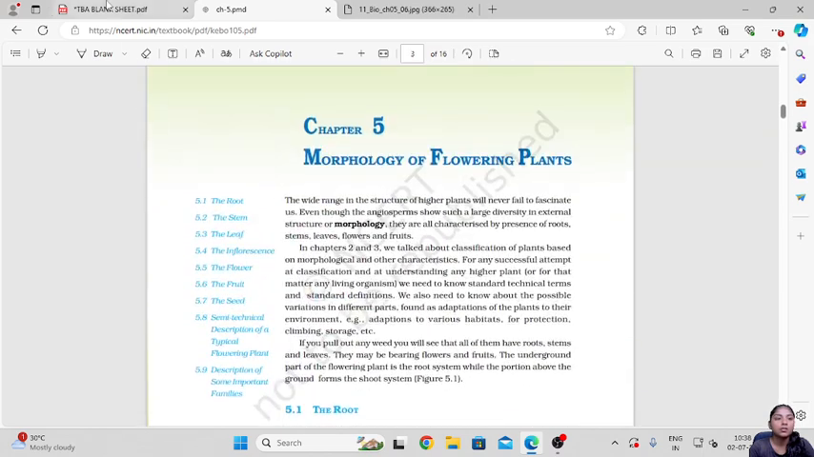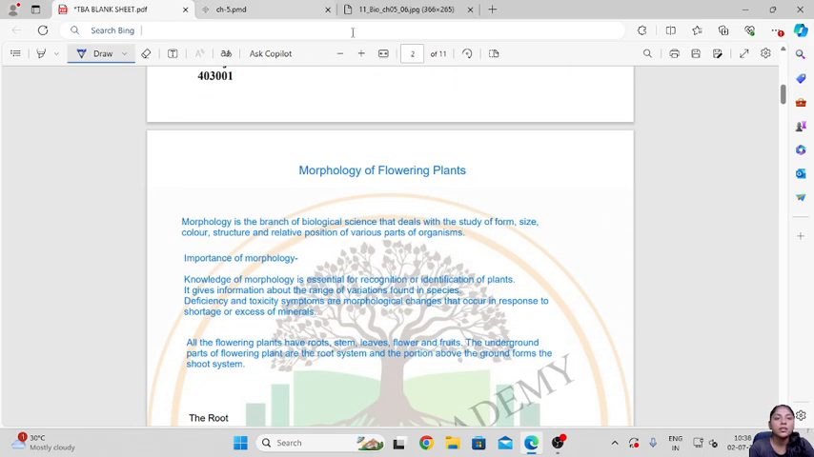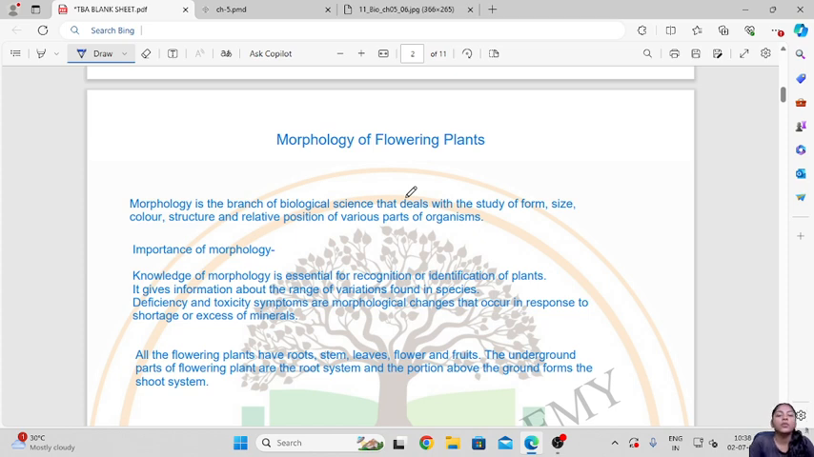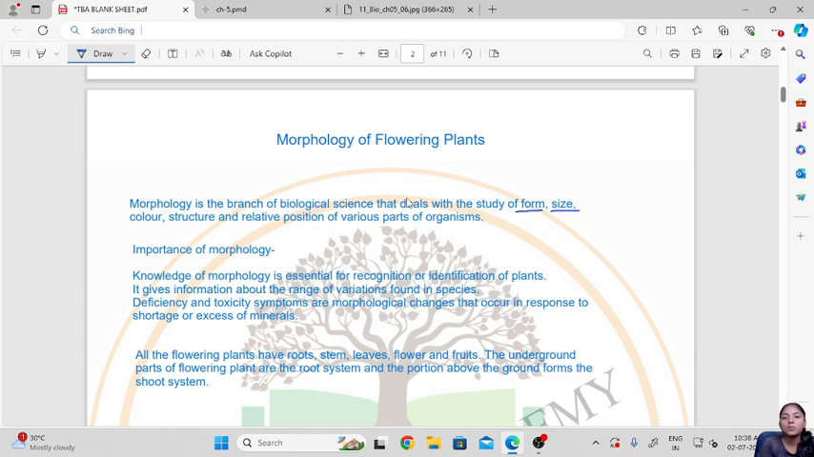So, first of all, what is morphology? Morphology is the branch of biological science that deals with the study of size, color, structure and relative positions of various parts of organisms. So, morphology is a branch of science or biology which deals with the size, form, color, structure and relative position of various organisms or various parts of organisms.